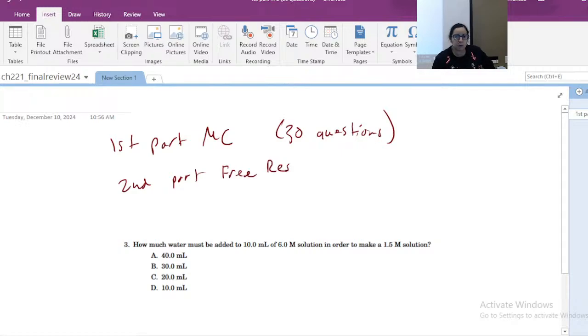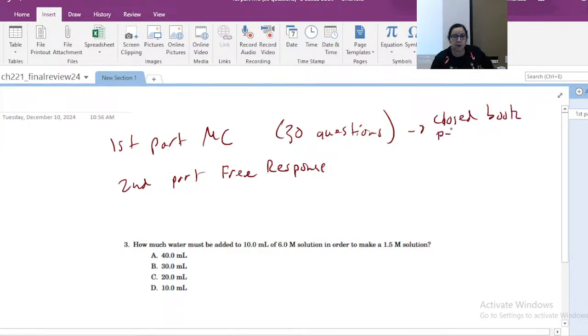And just like before, the multiple choice portion will be closed book. You are allowed, though, to write on your periodic table, so you could write formulas on your periodic table, but basically write one kind of cheat sheet. And then the second part will be free response and, again, open book like last time, so you can have open notes and everything. Obviously, just no Google or CH221 or anything like that.